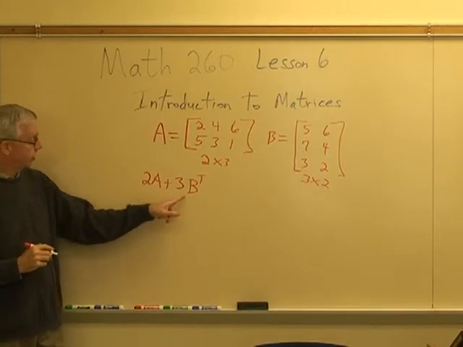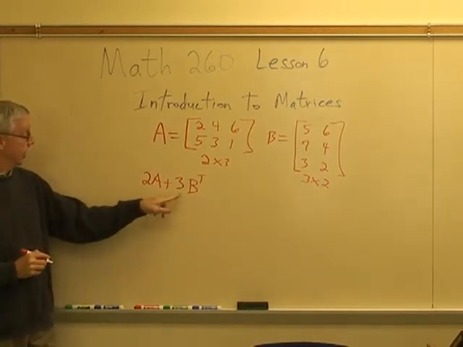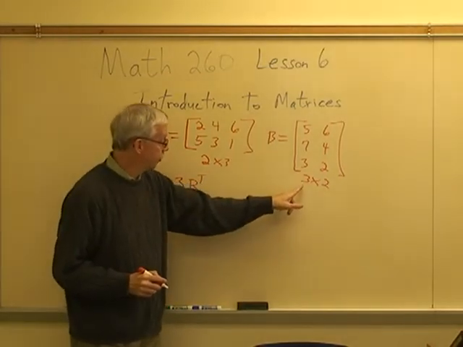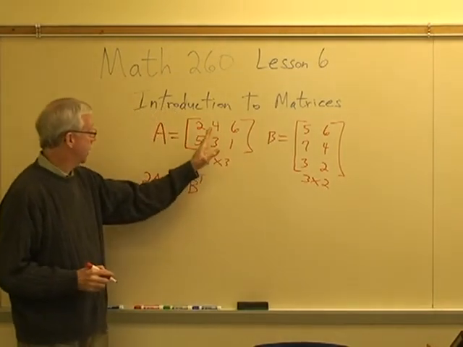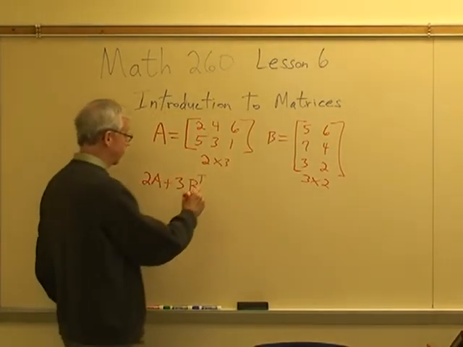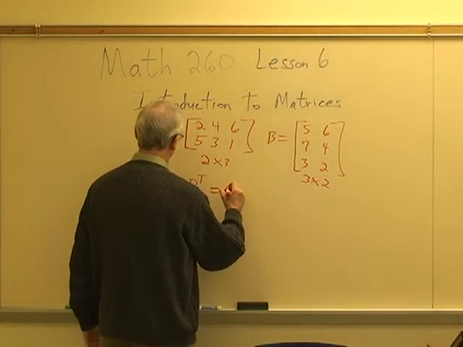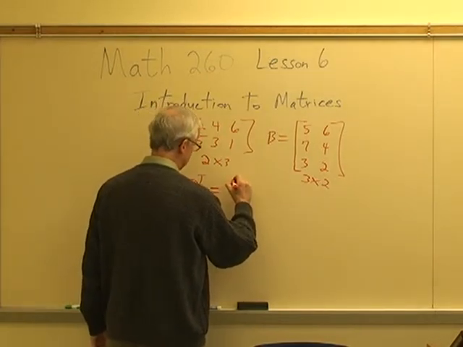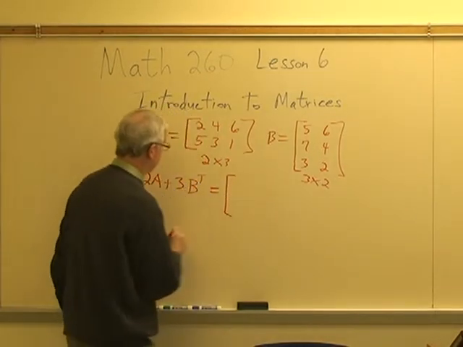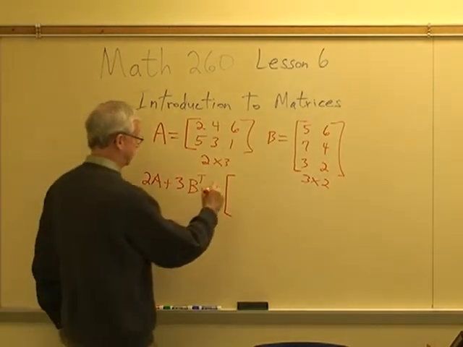Twice A plus 3 B transpose. The transpose of B is going to have dimensions 2 by 3, so it can be added to A. Let's work this out. What's 2A look like? I simply double every entry.